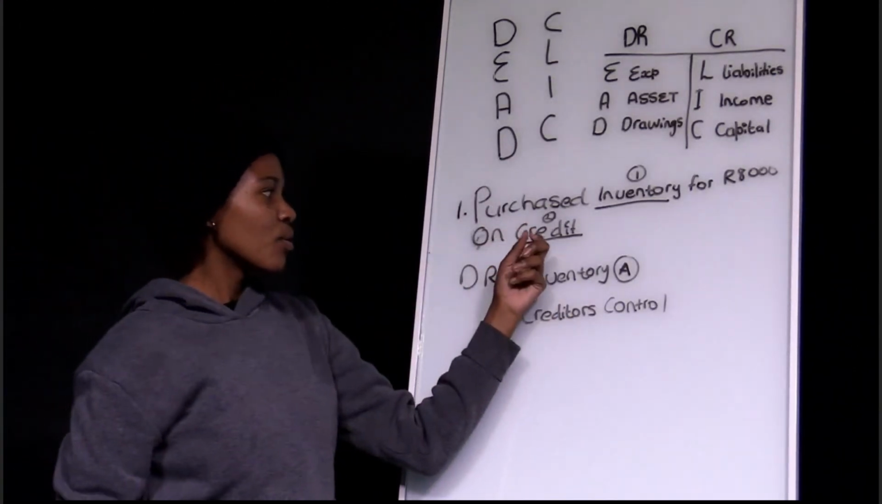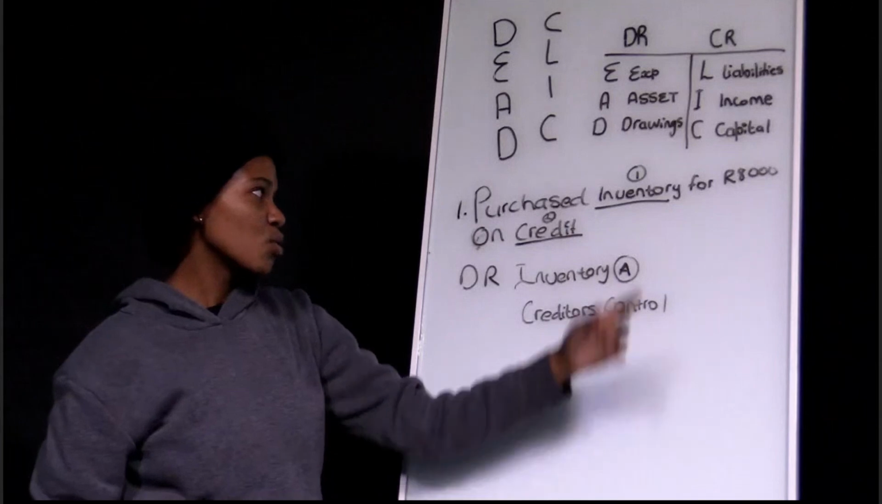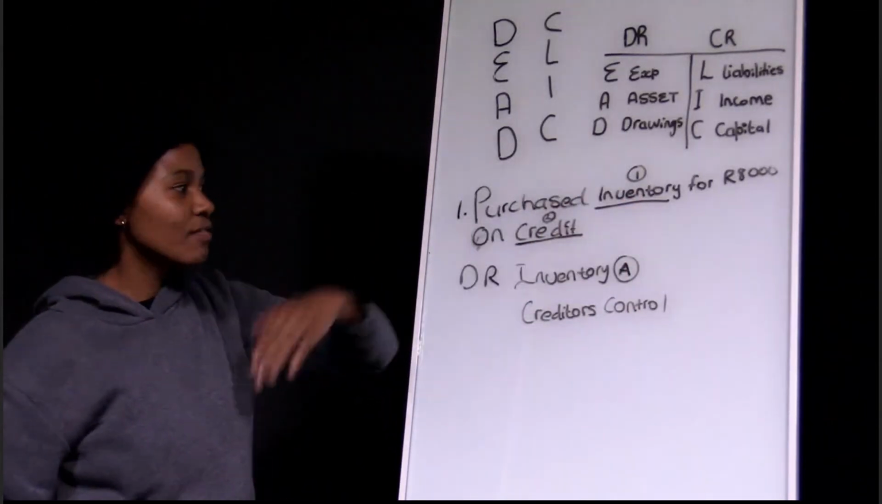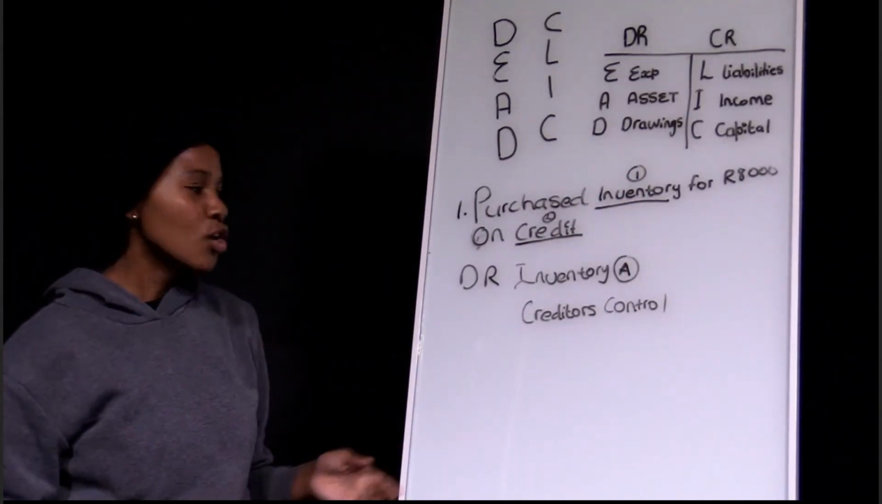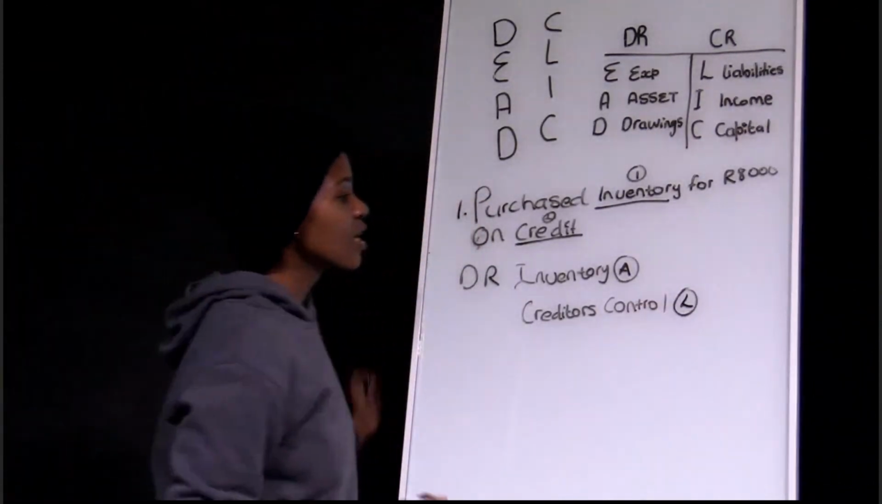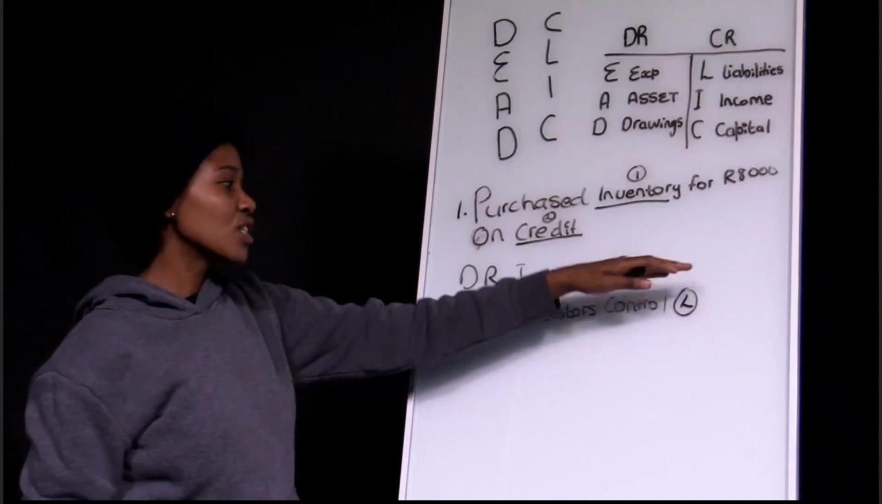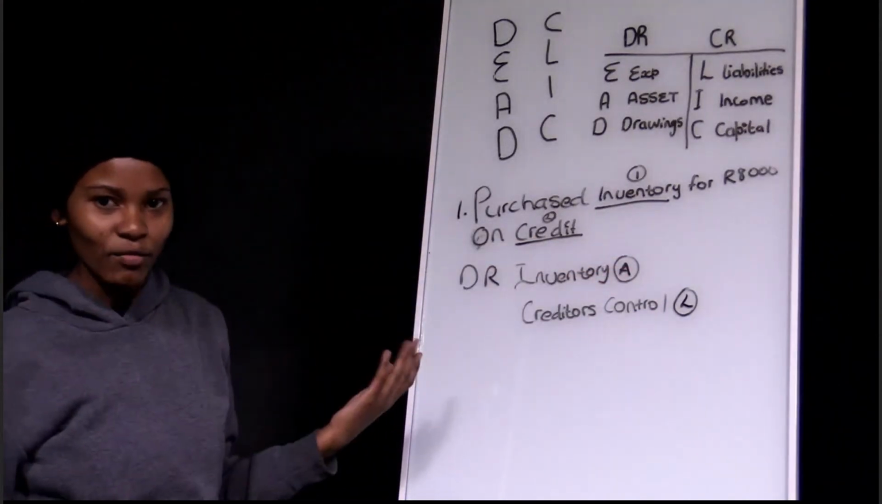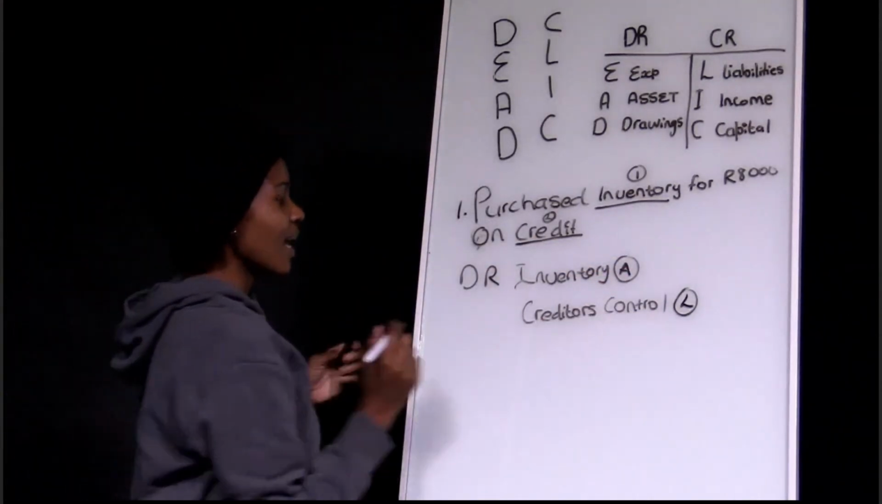Your creditors are people that you owe money to, right? Because we purchased this inventory, we received stock, but we did not pay. So this then becomes a what? A liability in the business because we owe these people money. We received inventory, but we do not pay for this inventory, right? So this is a liability.